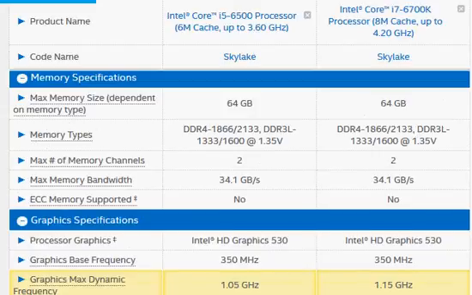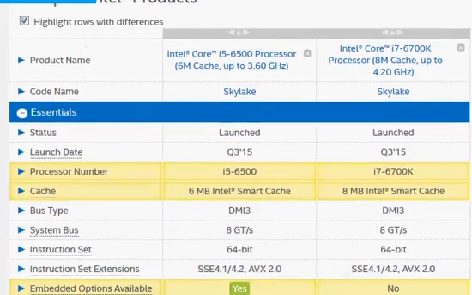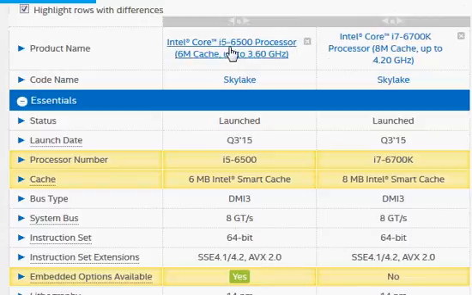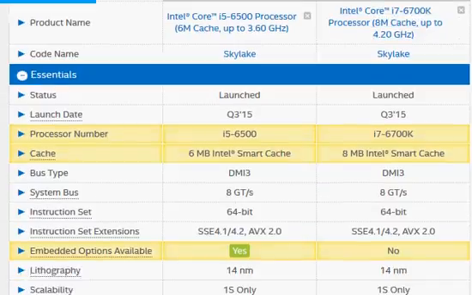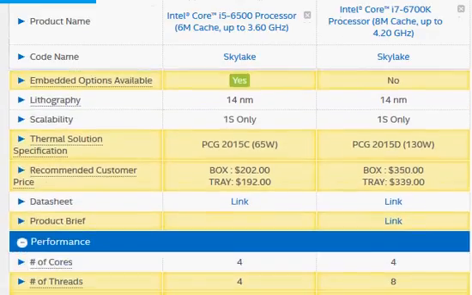I hope this helps you understand the difference between the i5-6500 and the i7-6700K. In a nutshell, you get 37 to 38% more performance and you pay $202 versus $350. Thanks for taking a look.